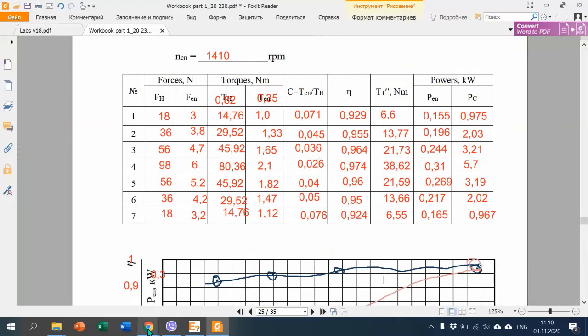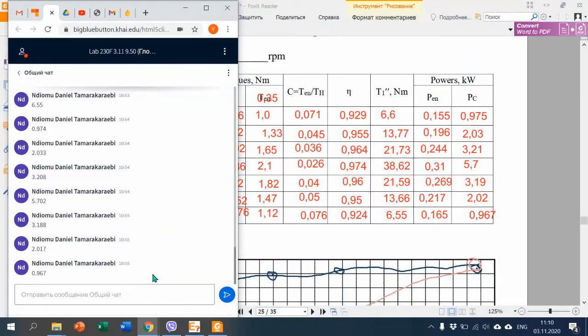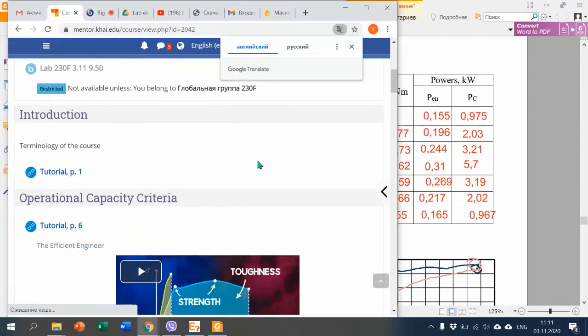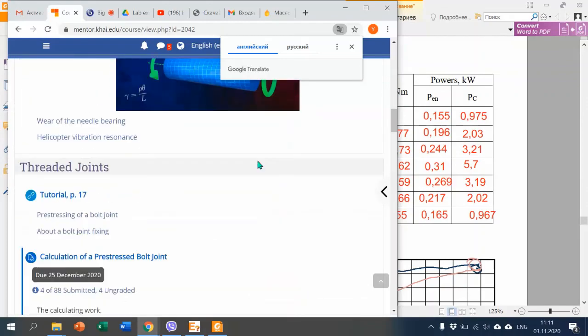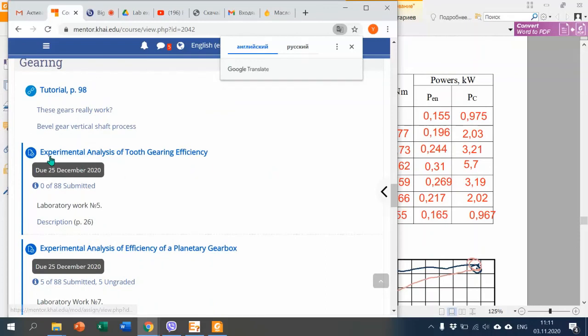So after you finish your work, show me and put it: experimental analysis of tooth gear inefficiency. So you can put it here.